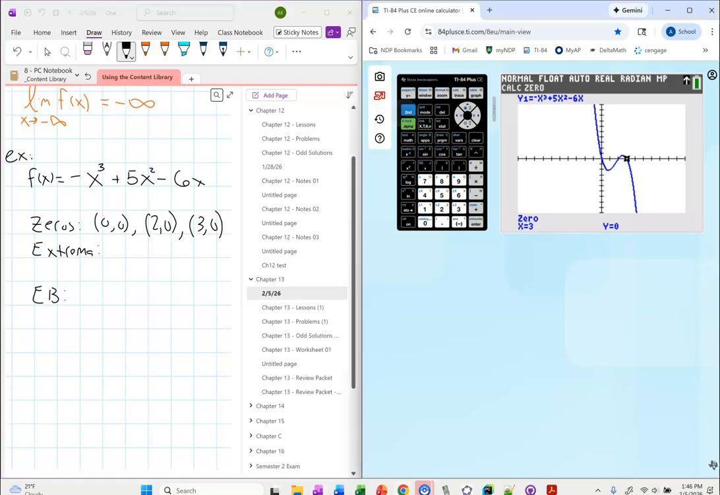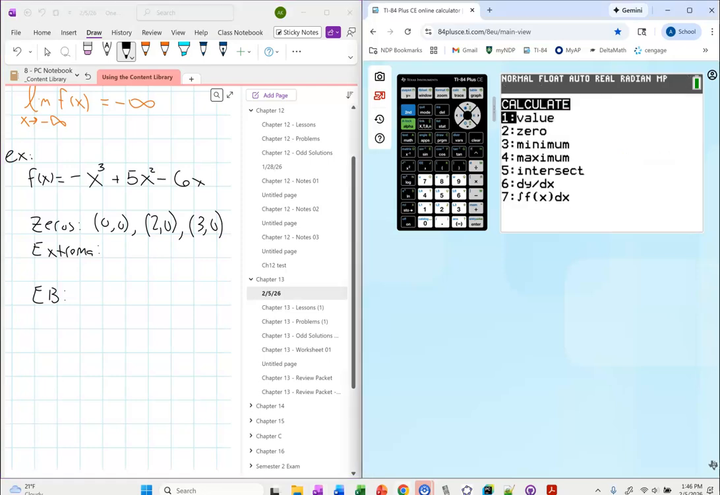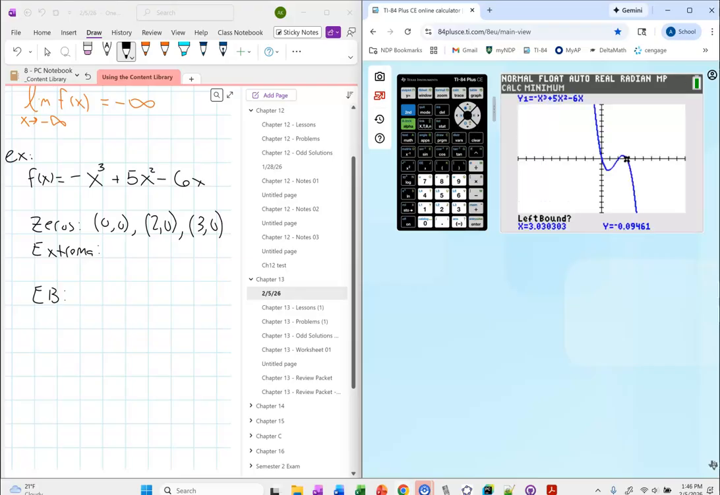So I'm going to press second and the trace button again. And what commands do you suppose I'm going to be interested in here? Minimum and maximum. So let's find the local minimum first. So I'll pick the minimum command. Now the calculator is going to ask me the same 3 questions. Left bound, right bound, and guess.